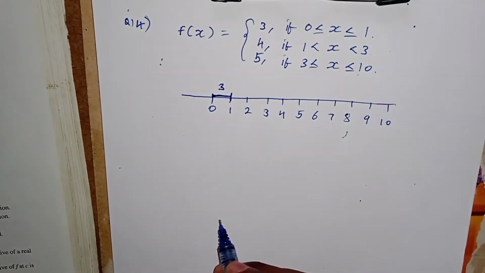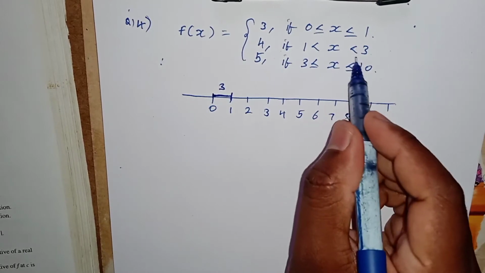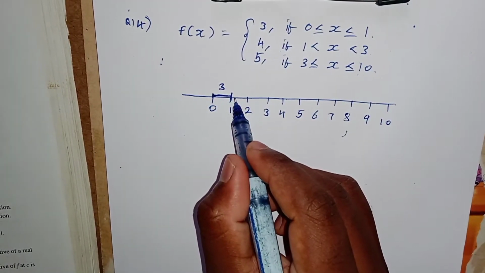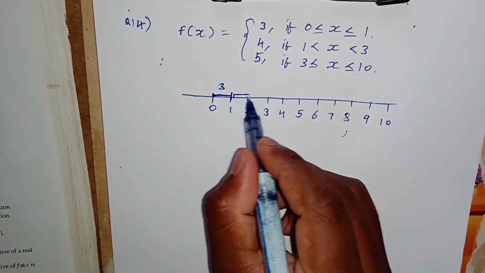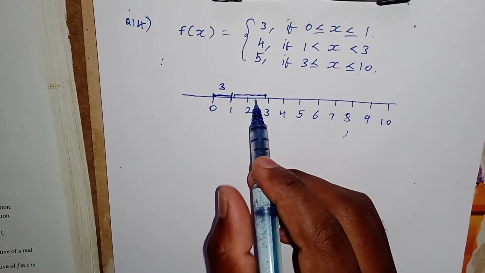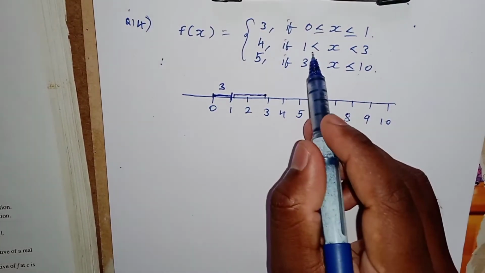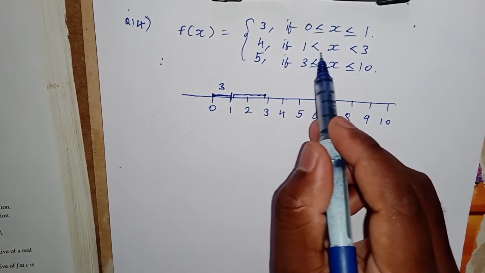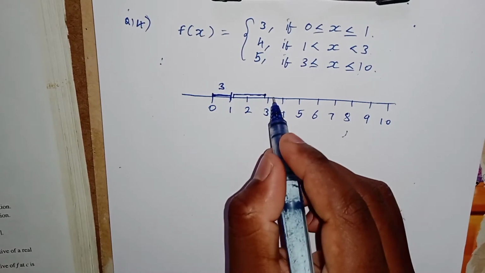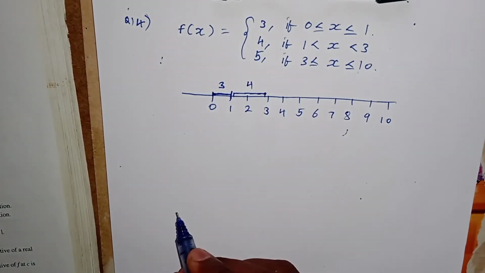Next, 1 less than x less than 3. Therefore, from 1.1 to 2.9. Why am I not taking 1 and 3? Because here it is less than only, not less than or equal to. Therefore I am taking 1.1 to 2.99. Here my function is 4 clearly.